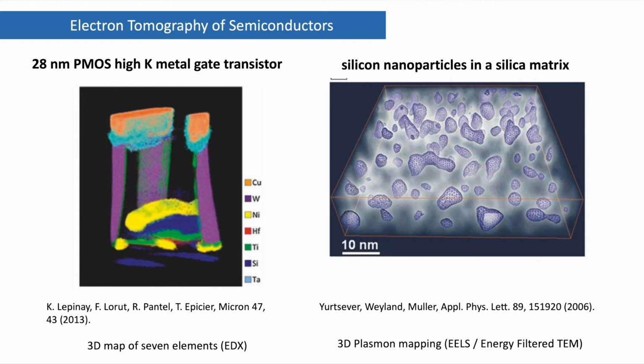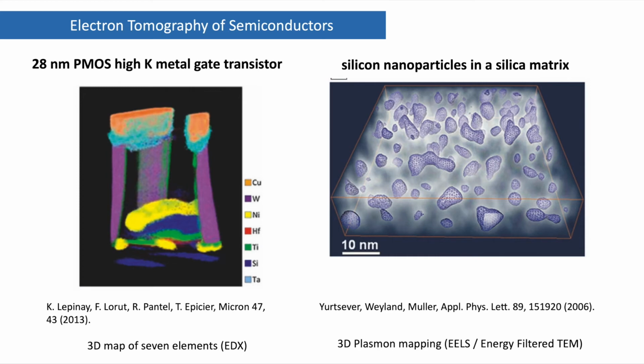The work on the left shows a 28 nanometer PMOS high-K metal gate transistor where, using energy dispersive X-ray tomography, so that is collecting the X-rays emitted when doing STEM tomography, they were able to map 7 elements in 3 dimensions in this device, including a copper interconnect, silicon dioxide layers around the gate, an active silicon region, and even the thin hafnium gate oxide layer in the material.